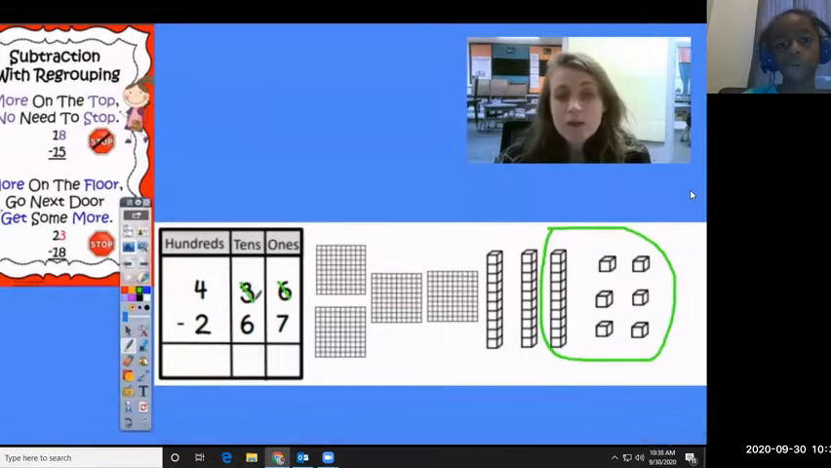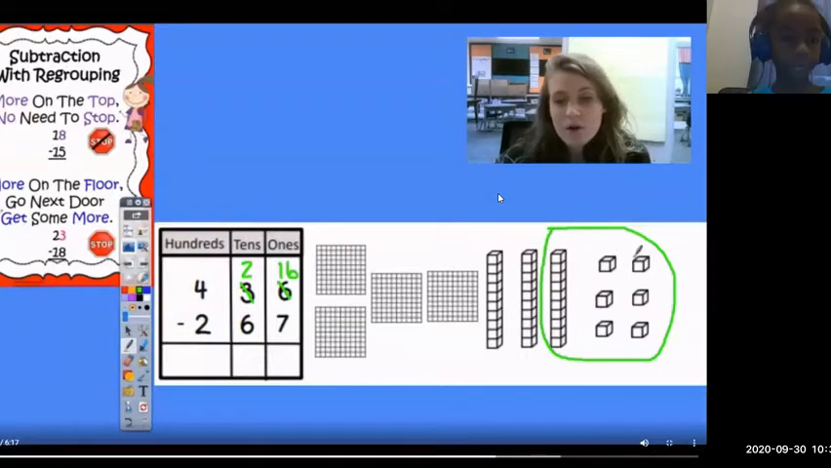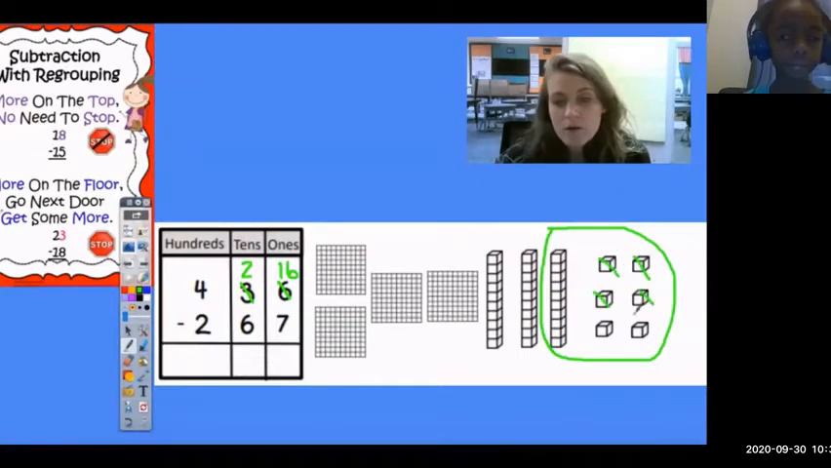With numbers, that looks like this. We've taken 3 tens and we've moved 1, so we only have 2. Now we have 16 ones. 1 ten plus 6 ones is 16. Now I can subtract 7. 1, 2, 3, 4, 5, 6, 7. That leaves me with 9 ones. So I will record a 9 in my ones place.